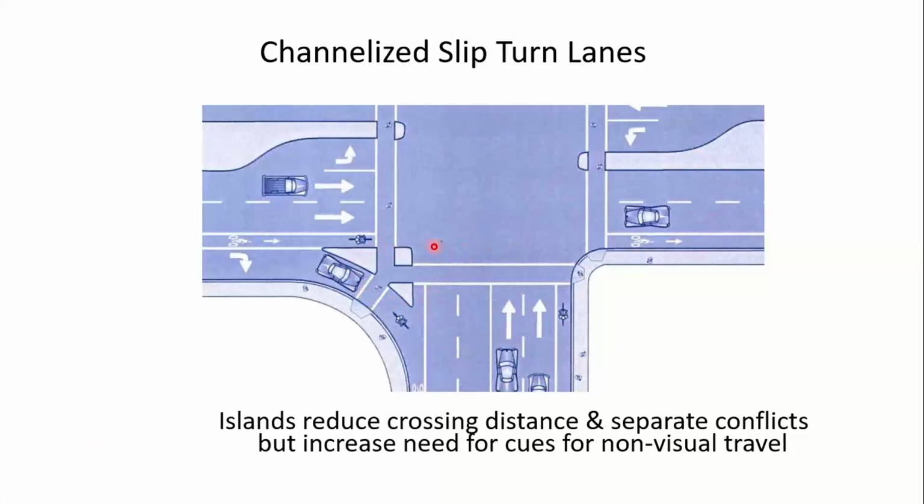Notice the islands here, though, can reduce crossing distance and allow pedestrians to cross in stages like you see here. Also, we see a median island here. I would note these islands need to be curbed islands so they are detectable by the visually impaired. They can't be simply painted islands.